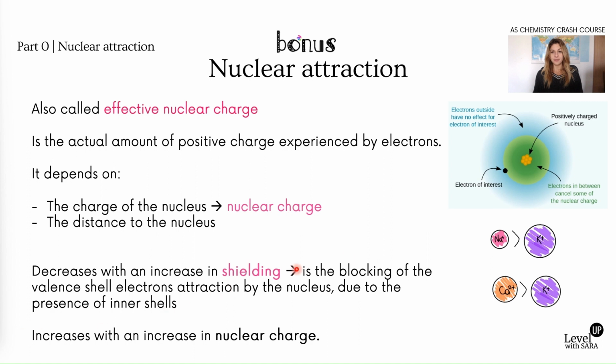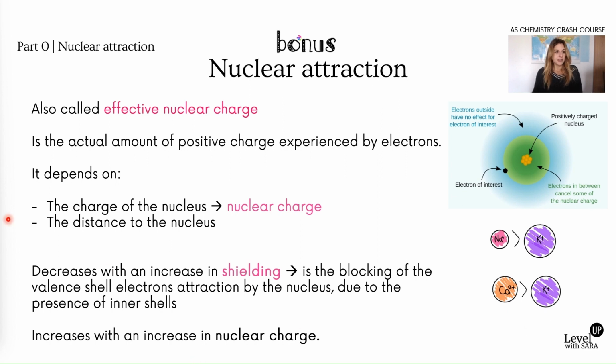So, for example, sodium ion has a higher effective nuclear charge or nuclear attraction than potassium ion because sodium has a lower shielding. Calcium has a higher nuclear attraction compared to potassium because it has a greater nuclear charge, but the same shielding because they have the same number of shells. Don't worry, I will repeat this other times when we explain other trends in more detail.